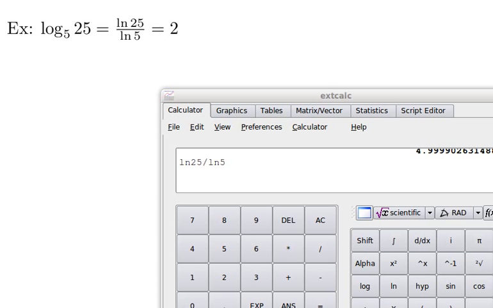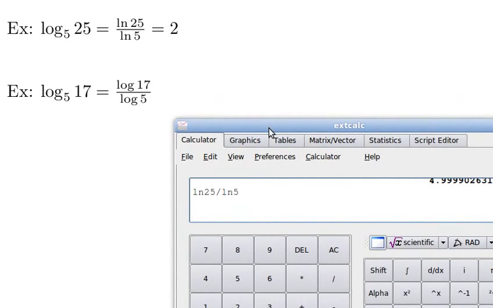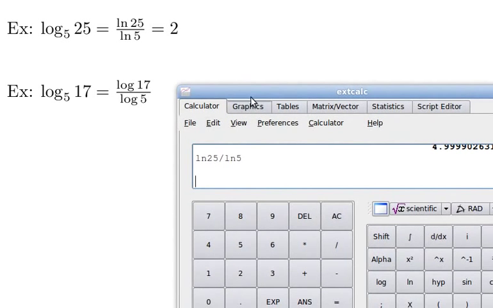Now let's do another example, and this one's not going to have an obvious answer. That's what this is useful for, whenever we don't have an obvious answer. So we have log base 5 of 17. Well, that is going to be log of 17 over log of 5. I don't want to rewrite that, so I'm going to go ahead and just use common log.